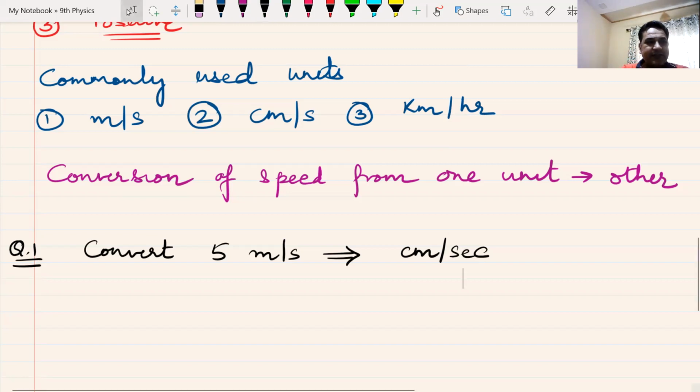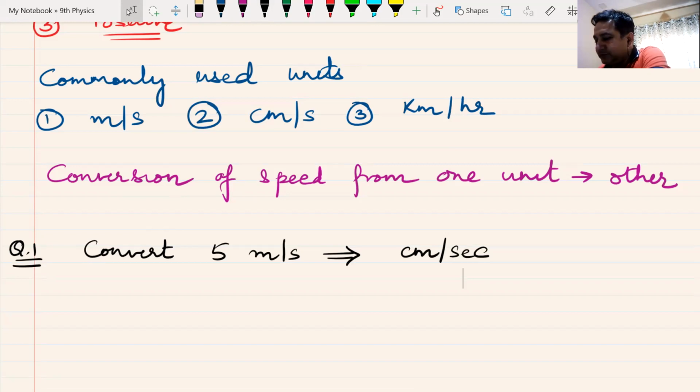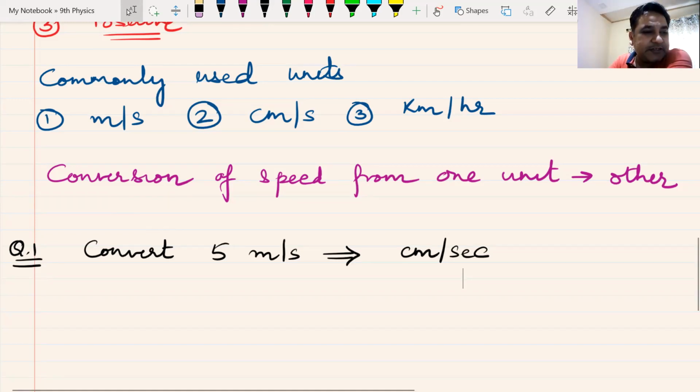Who thinks that he or she can do it? Kaushiki always thinks that she can do it. Yes, Kaushiki, tell me how you'll do it. 500 centimeters per second. How did you get it? Because the seconds is the same, so you just convert meters to centimeters. 1 meter is 100 centimeters. So done. That is what we were looking for exactly.